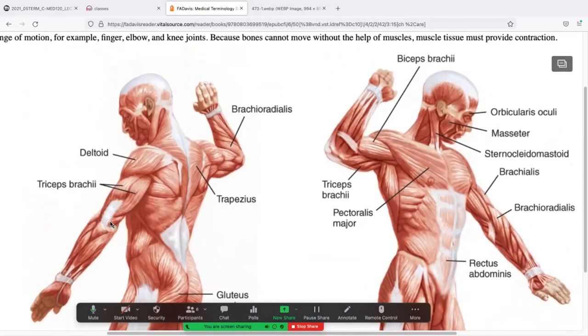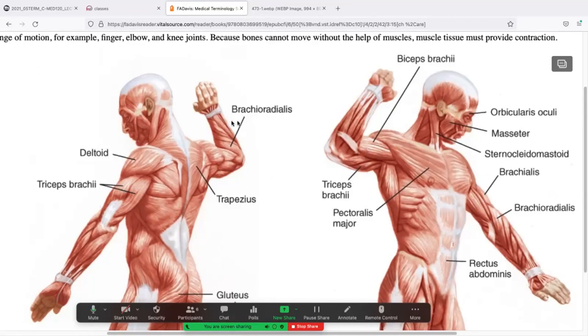Also location as well. For example, your biceps brachii, your brachium or your brachial artery is, of course, in your upper arm. So your brachium is your upper arm. So your triceps brachii has to be the muscles around your upper arm. Biceps brachii has to be the muscles around your upper arm.